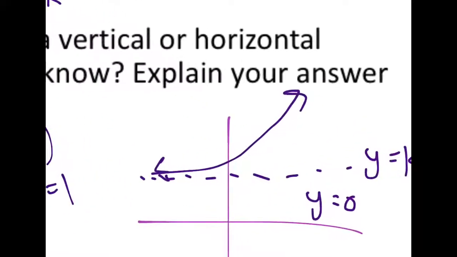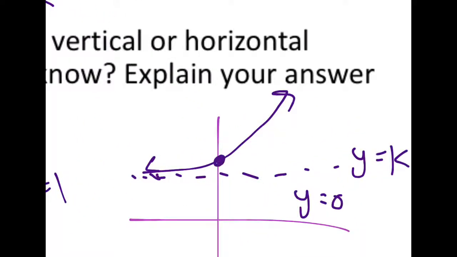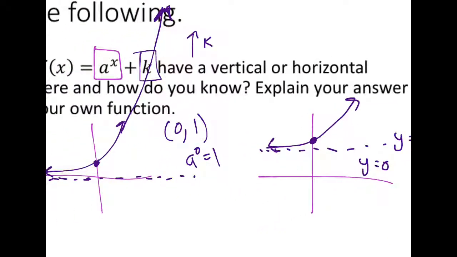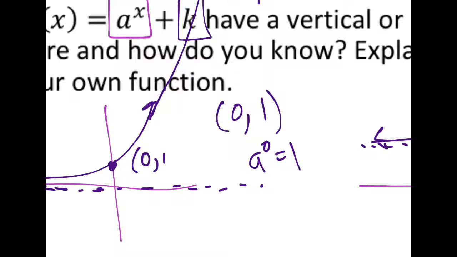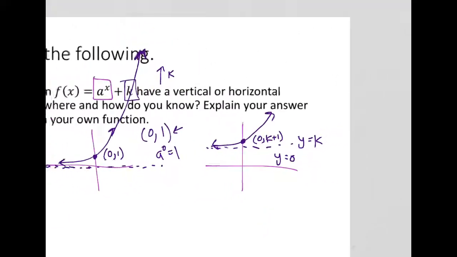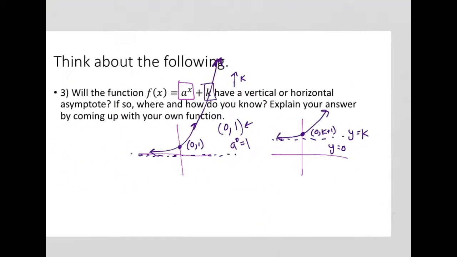But even deeper than that, I did have my y-intercept at the point (0, 1), which I have written there as well. But now I have my y-intercept at the point (0, k + 1), because I have shifted everything up by k. So those 2 points move as such.